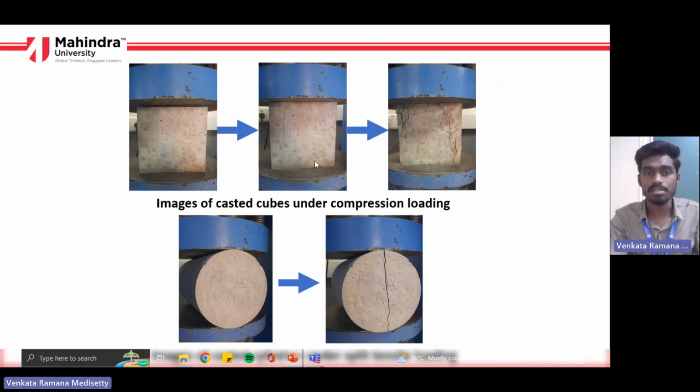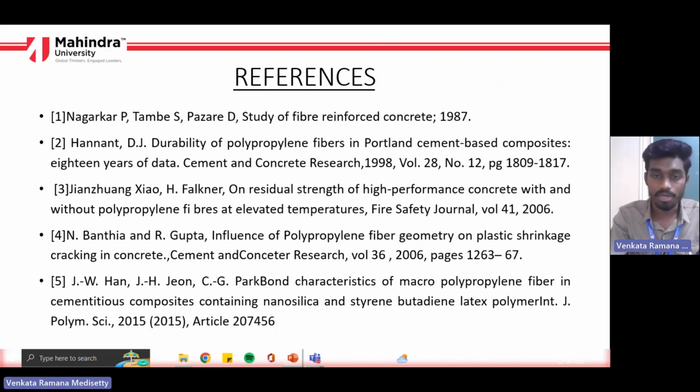These are some images, this is just before loading, where load started to apply on the cube, and these are the hairline cracks, a small hairline crack you can see, and this is a total failure pattern as we can see, and a few more images of a cylinder before and after failing. And these are a few references I've taken to study the behavior and properties of polypropylene fibers when they are used in beams and other structural elements.